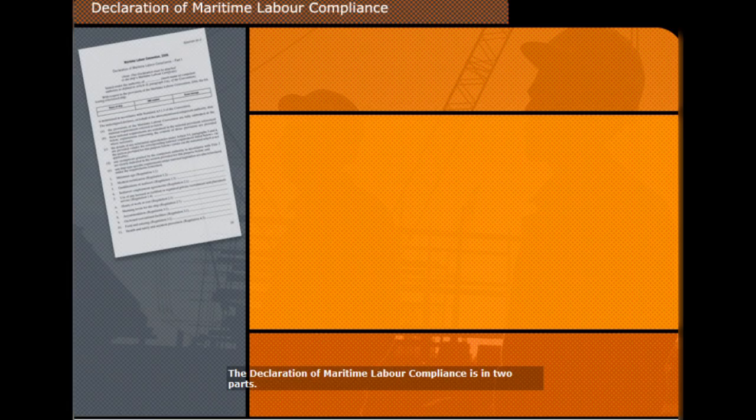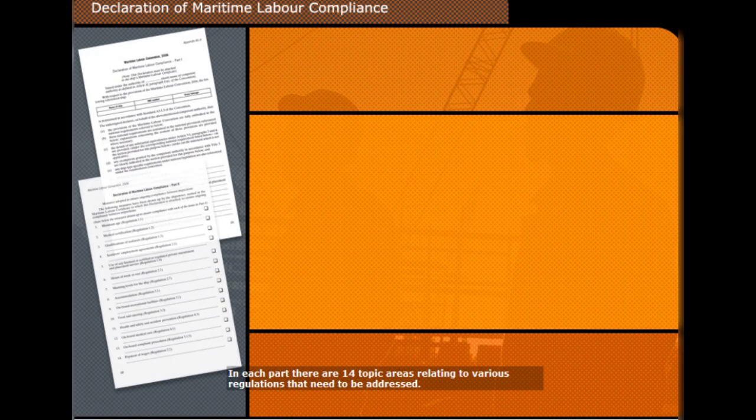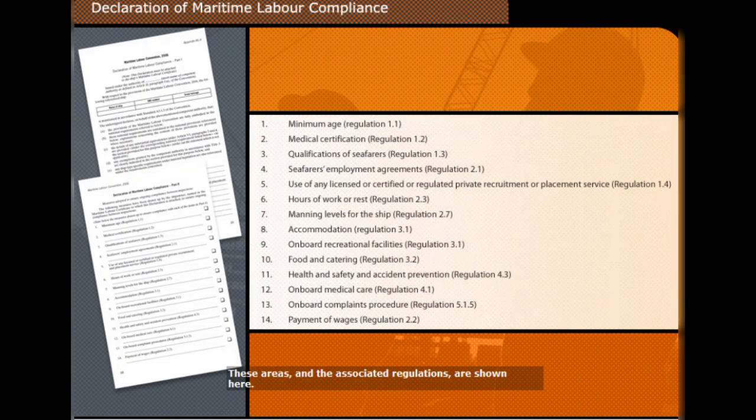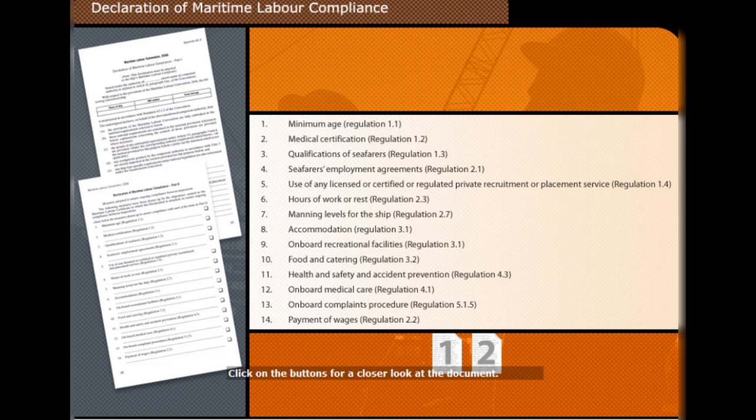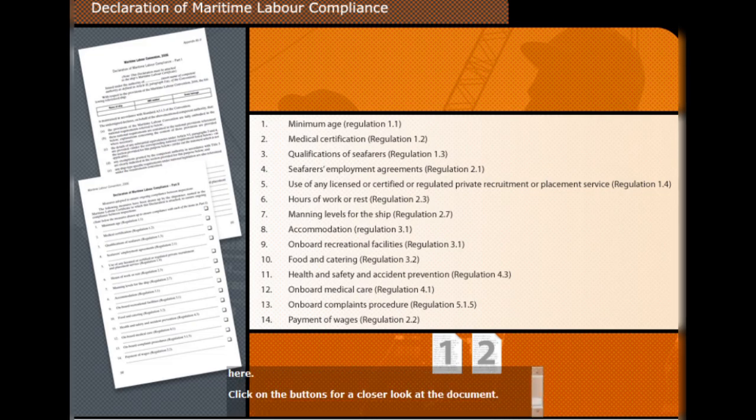The Declaration of Maritime Labour Compliance is in 2 parts. In each part, there are 14 topic areas relating to various regulations that need to be addressed. These areas and the associated regulations are shown here. Click on the buttons for a closer look at the document.